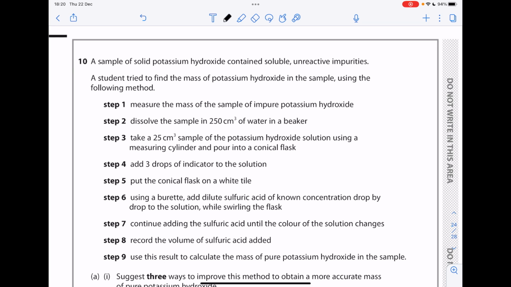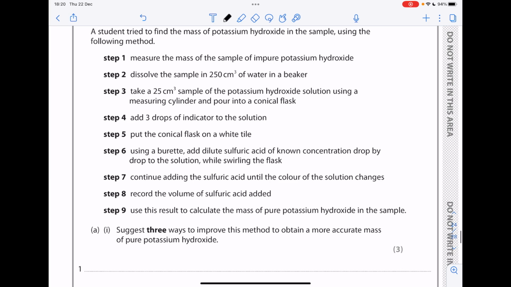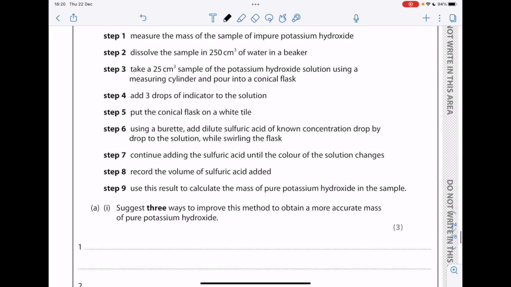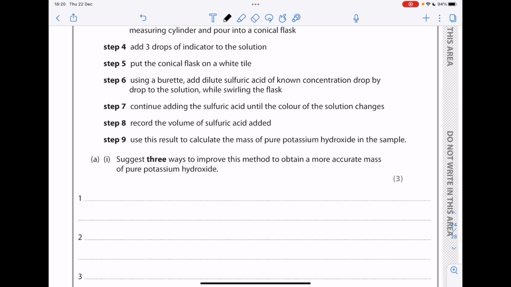Put the conical flask on a white tile. Using a burette, add dilute sulfuric acid of known concentration drop by drop to the solution while swirling the flask. Continue adding the sulfuric acid until the colour of the solution changes. Record the volume of sulfuric acid added. Use this result to calculate the mass of pure potassium hydroxide in the sample. Suggest 3 ways to improve this method to obtain a more accurate mass of pure potassium hydroxide.